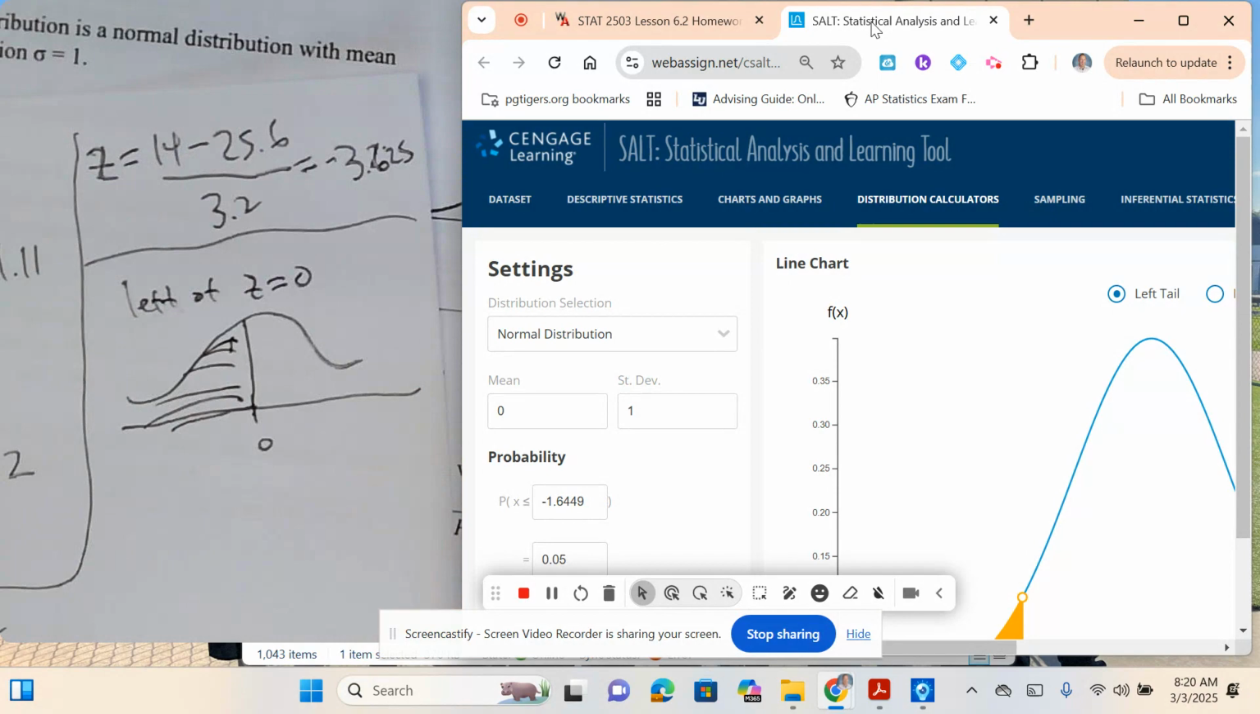What's that area? Now, y'all can guess. What do y'all think the area is going to be? Left of 0, left of the mean. What would that be? Okay. All right. We'll come back to that in a moment.